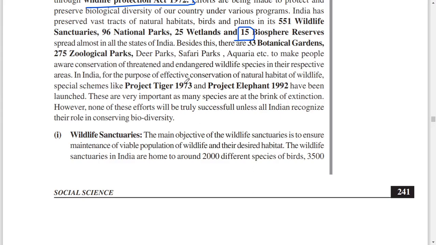In India, for the purpose of effective conservation of natural habitats of wildlife, special schemes like Project Tiger introduced in 1973 and Project Elephant introduced in 1992. Every year, Elephant Day is celebrated on August 12 to make awareness about the conservation and protection of elephants. Okay, these are very important as many species are at the brink of extinction. However, none of these efforts will be truly successful unless all Indians recognize their role in conserving biodiversity.